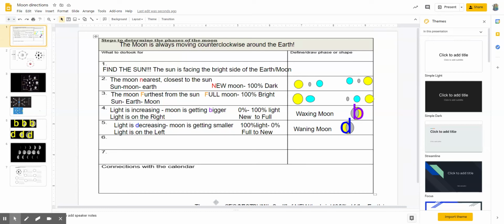All right, so now we're on to step 6. We know how to find the sun, find a full moon, find the new moon, and figure out which are waxing moons, the ones that are getting bigger, where the light is on the right, and the waning moons, the ones that are getting smaller, where the light is on the left. But now we want to further clarify which type of moons we're looking at by looking at their shape. We're looking at the amount of light that's actually visible from Earth that we can see on the moon.